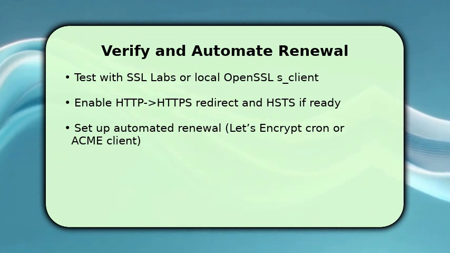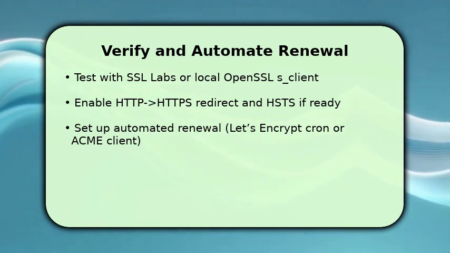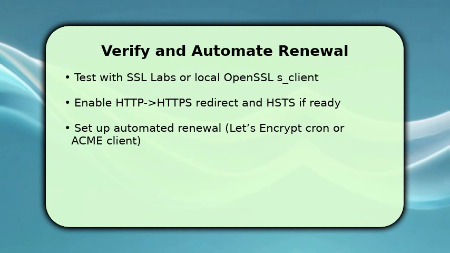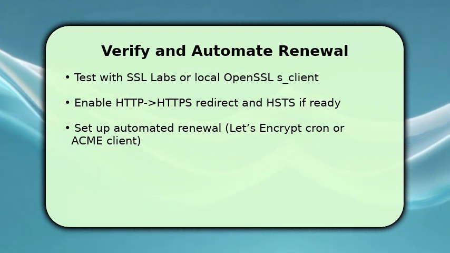Finally, automate renewals. Let's Encrypt with Certbot or your CA's ACME client, and test the renewal process. If renewal fails, check private key mismatch or missing chain files as the first troubleshooting tip.